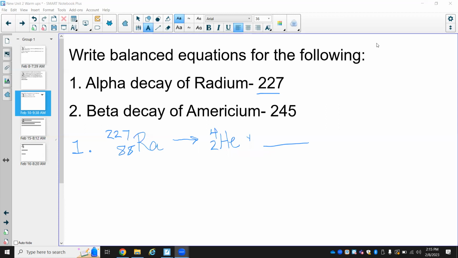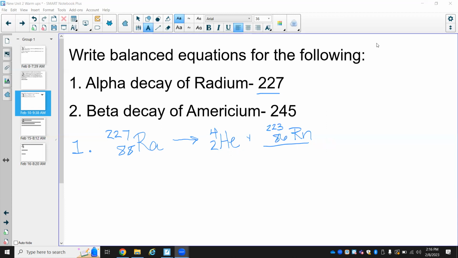So looking at our mass numbers on top, we're looking at what plus 4 gives us 227. So that mass number is 223. And then looking at the bottom, the atomic number, we're looking at what plus 2 gives us 88, which is going to be 86. And element 86 is radon, which is Rn. So that is our completed balanced equation for the first one.